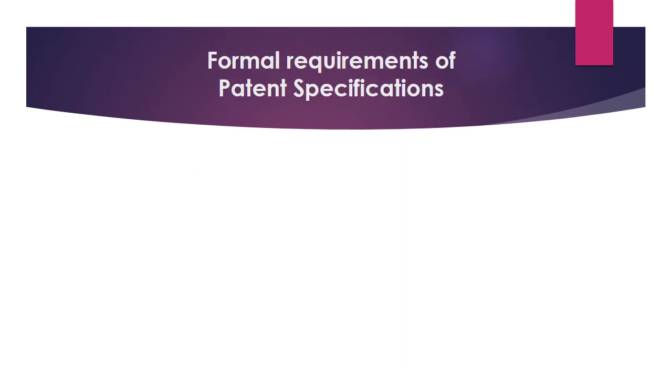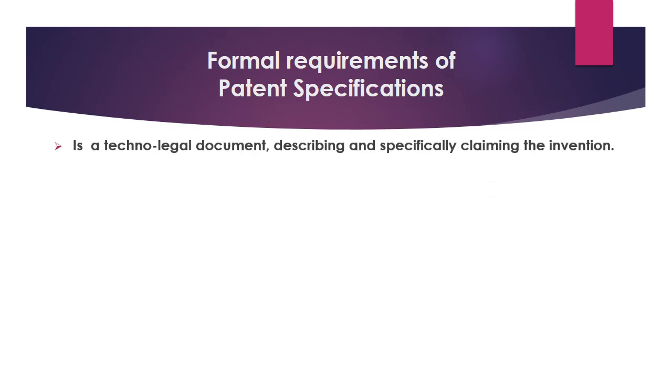So next is the formal requirements of a patent specification. We will be talking more about Form 2 in this slide. So basically, Form 2 is a techno-legal document. I'm talking about the patent specification which we give in Form 2. Techno-legal means you have to keep in mind all the legal aspects of the Patent Act, plus you have to give the technical details of your research work. So once you are a pro in both of these, only then should you decide to go ahead with patent drafting. It describes and specifically claims the invention.